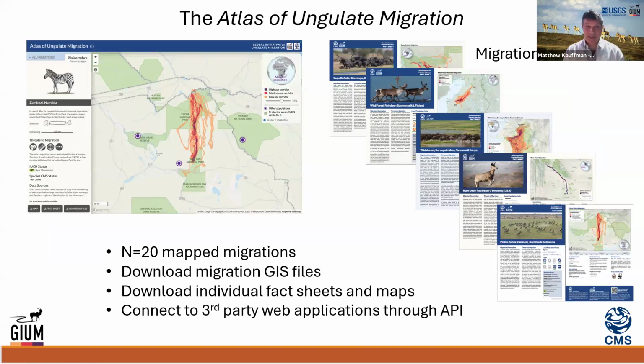And this is basically the atlas. It's a digital atlas. So the web page, I think Janie has posted a link to the web page in the question and answer. The atlas basically curates all the migration maps. So you can go on there, find a migration. From there, you can download the GIS files. You can download the individual fact sheets, which I'm showing you here, and nice maps that our cartographers have put together. And you can also connect to these migrations through third-party web applications through our API.